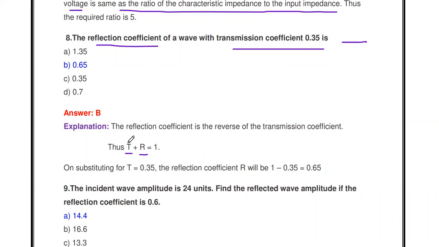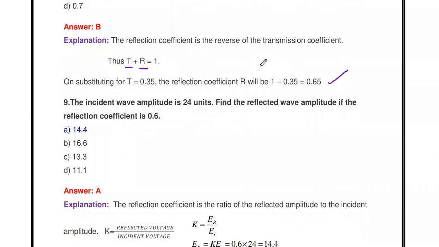So the addition of reflection coefficient R and transmission coefficient T is always 1. Here the transmission coefficient is 0.35. Therefore the reflection coefficient is equal to 1 minus 0.35. So the answer is 0.65. So this is the answer. Similar to the reflection coefficient, there is a transmission coefficient also in a transmission line.